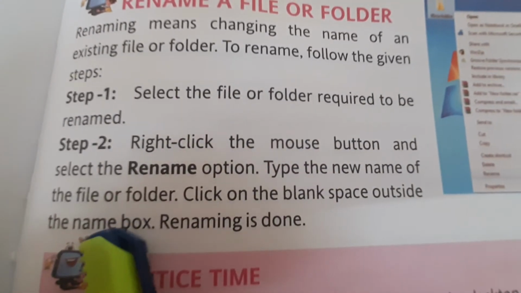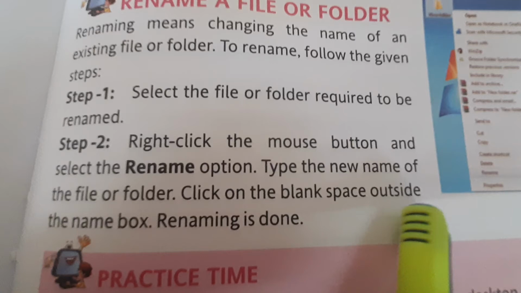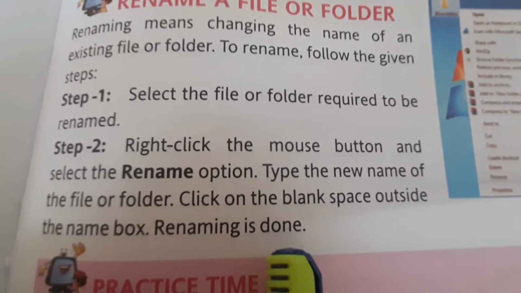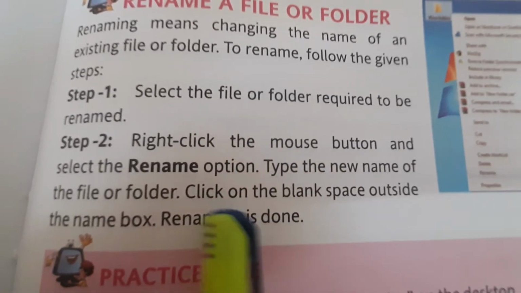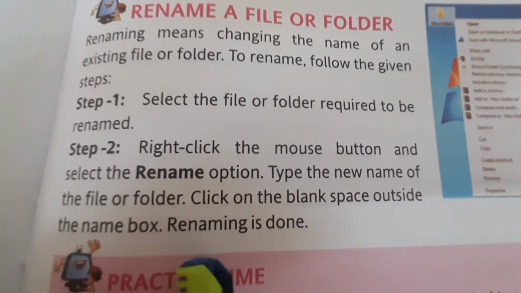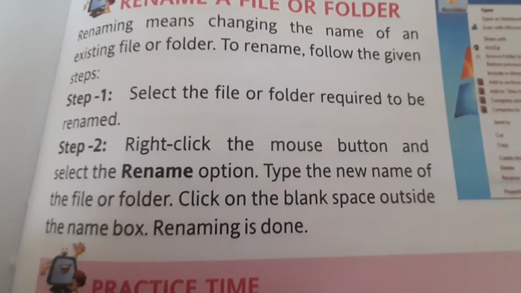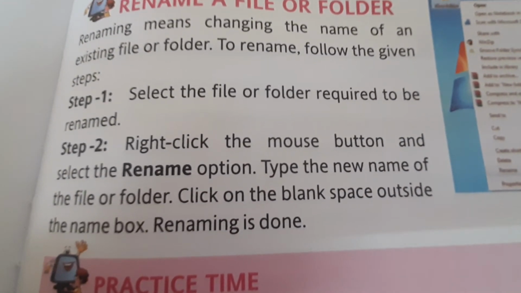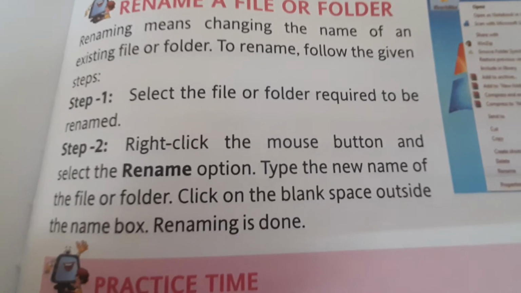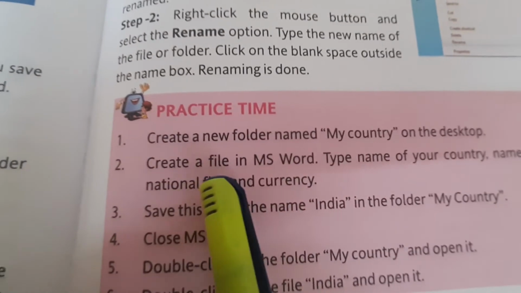Type the new name of the file or the folder, click on the blank space outside the name box, and renaming is done. Okay, so it is a very easy process, just like when you gave the name to the file or the folder. Similarly, the same blue thing will appear, it will be highlighted in blue color, and then you can rename it.